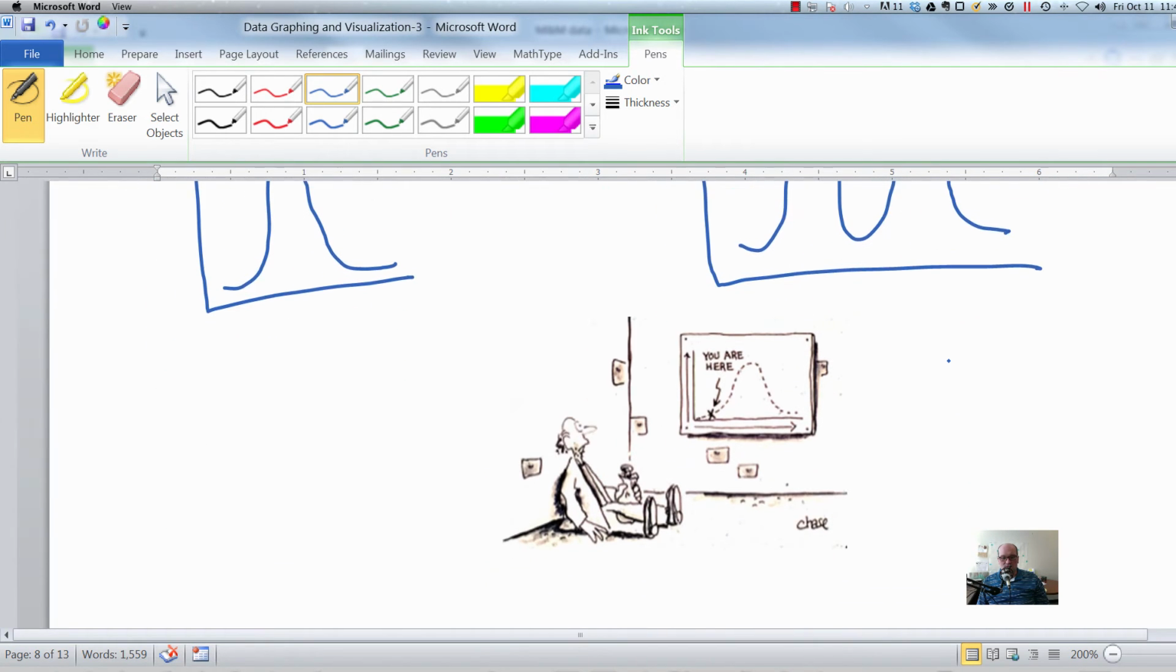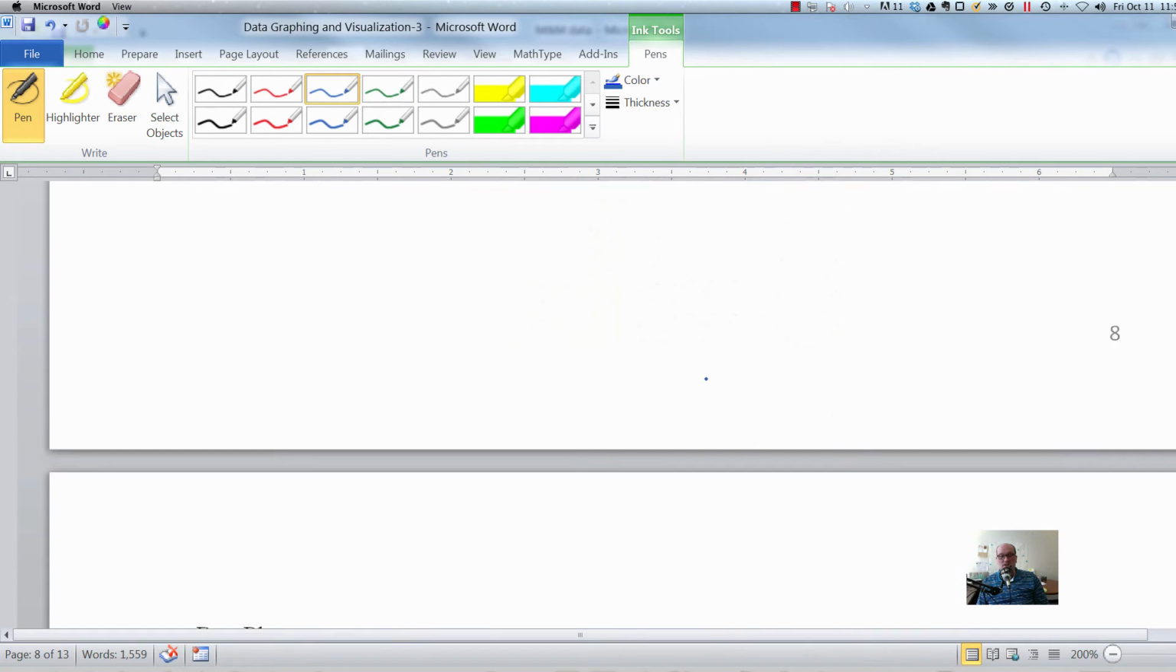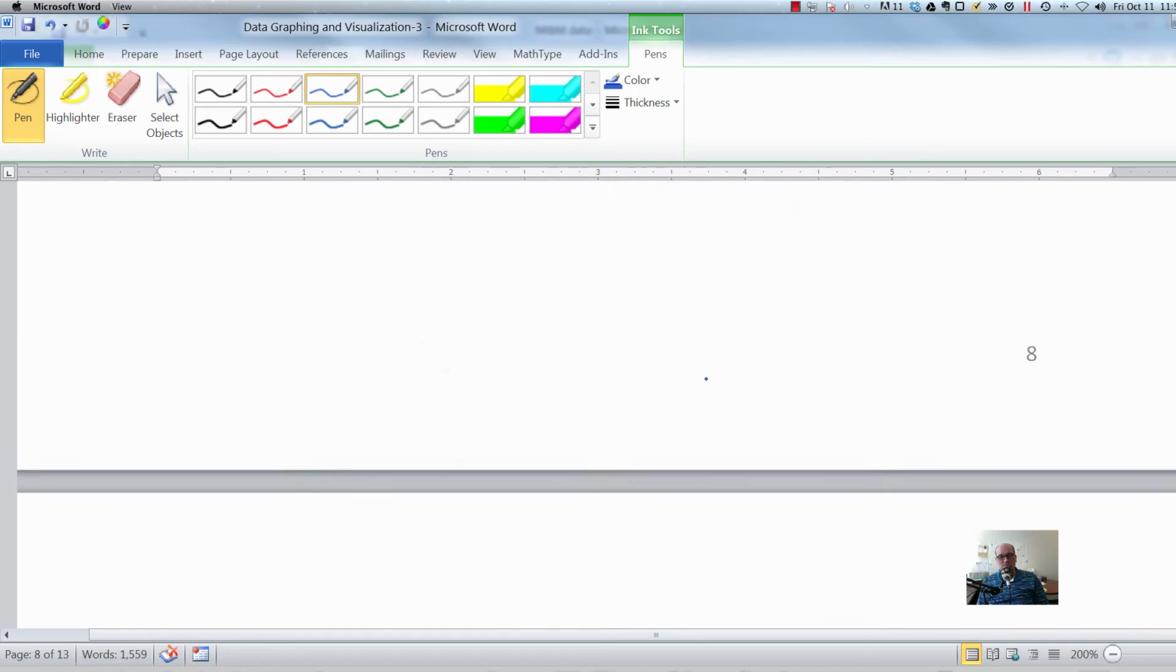All right, so here's a stupid little picture of a little bum sitting on the street, and he looks up on the wall, and there's a distribution, and he sees the little X says you are here. This is supposed to be probably a distribution of income or prosperity or something like that, and he's on the lower tail. This is supposed to be funny, and usually no one laughs in class. So if you're not laughing right now, you're doing really well in my class, so that's good. If you are laughing, I'm sorry.